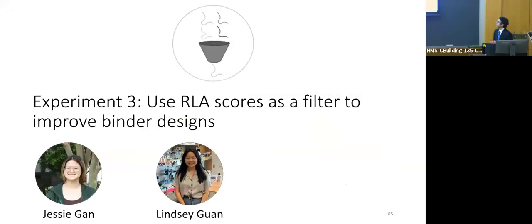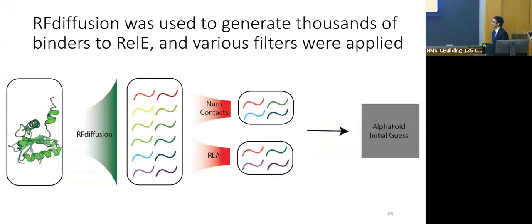All right, so for the last experiment, I'm not going to show any results here, just set up the problem and how we're thinking about going about it. This is work that's being pioneered by Jesse, an undergrad summer student in the lab. The idea is to take our target, in this case again REL-E, and to use RF diffusion to generate a set of thousands of different designs, and then apply some different filters.